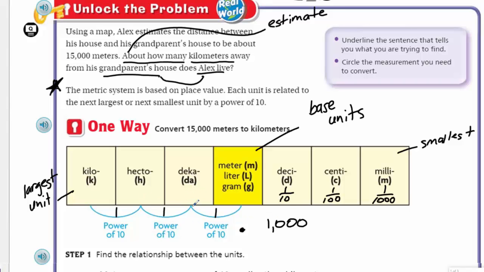And here now, this is 10 times greater. That's why we remember 10 times greater. This is 100 times greater. And over here, this is 1,000 times greater than our base unit of the meter. I think we're ready to move on.